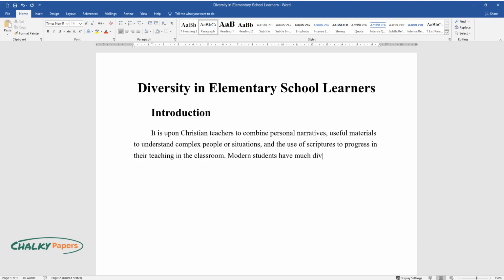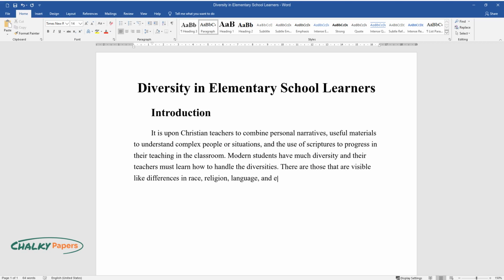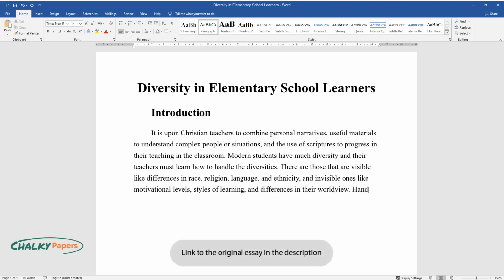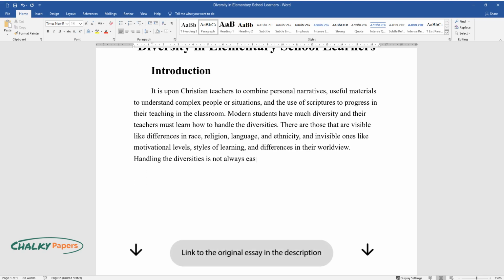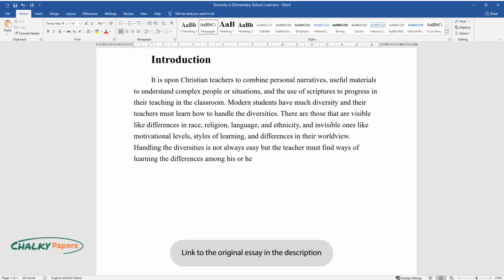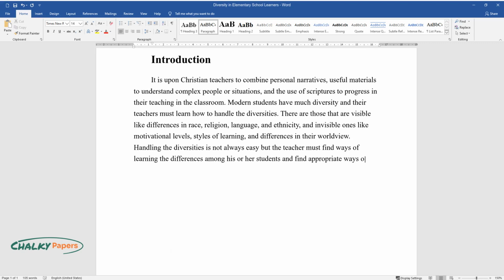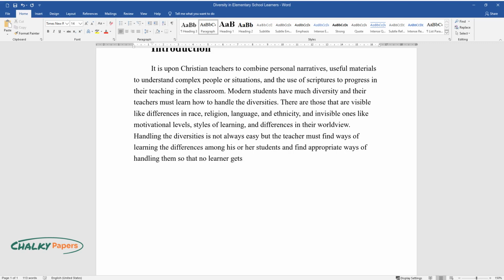Modern students have much diversity and their teachers must learn how to handle the diversities. There are those that are visible, like differences in race, religion, language, and ethnicity, and invisible ones like motivational levels, styles of learning, and differences in their worldview. Handling the diversities is not always easy, but the teacher must find ways of learning the differences among his or her students and find appropriate ways of handling them so that no learner gets disadvantaged.